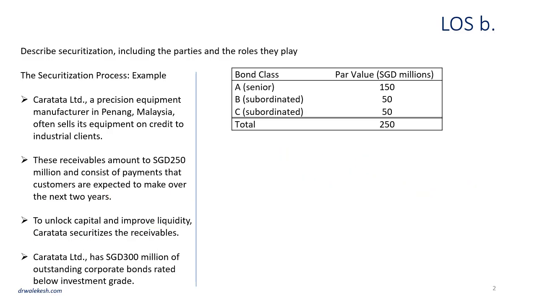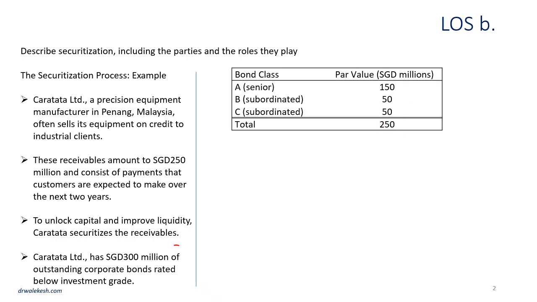So we have the breakdown here. This 250 million has been divided into different bond classes. We have the senior, that's 150 million. We have class B, that's the subordinated, 50 million. Then we have class C, subordinated, which is 50 million. If you add all of these together, it would be 250 million.